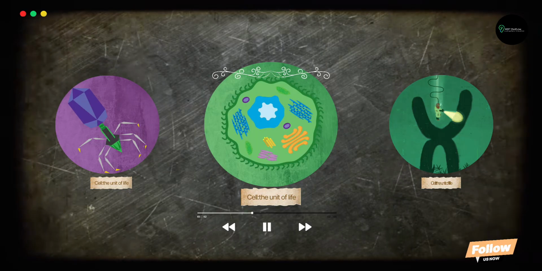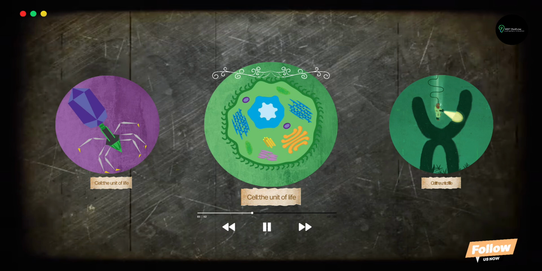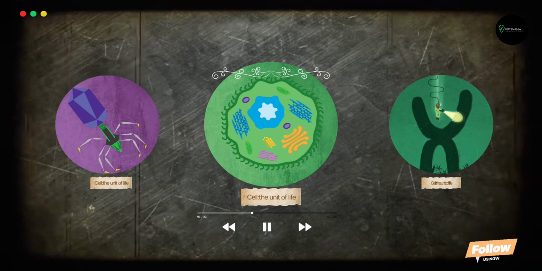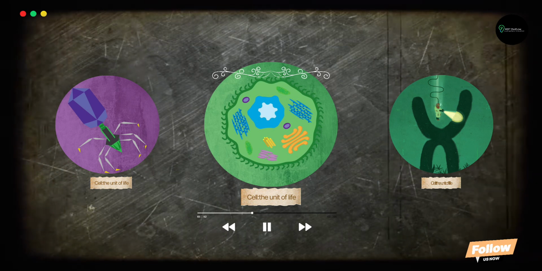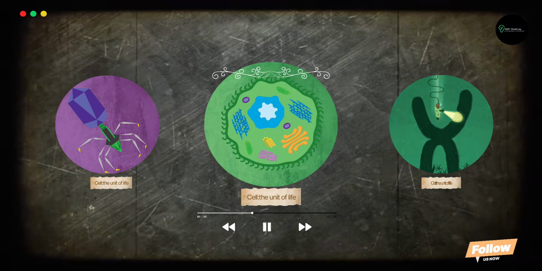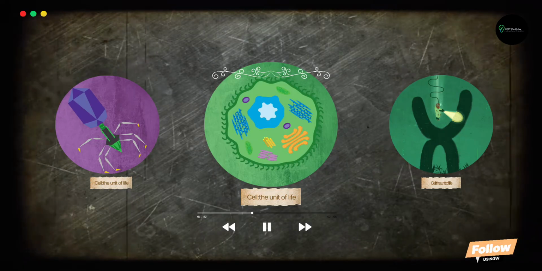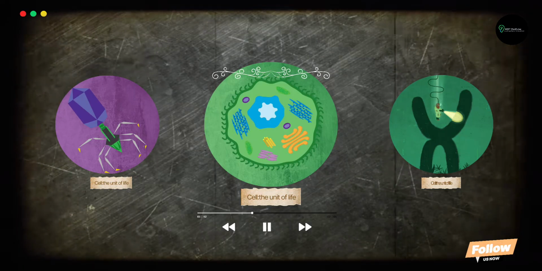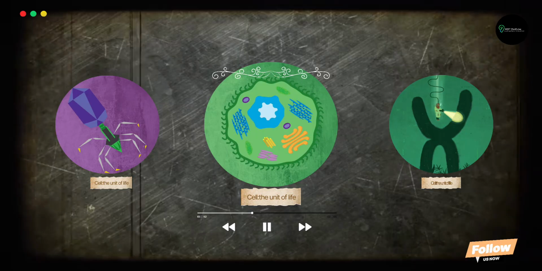Right, inside the nuclear fluid, the nucleoplasm, you find one or more dense structures called nucleoli, singular, nucleolus. Key point: these are not membrane-bound. They're basically dense regions of chromatin and proteins. Their main job is ribosome synthesis. Ribosomal RNA is made and assembled with proteins to form ribosomal subunits.